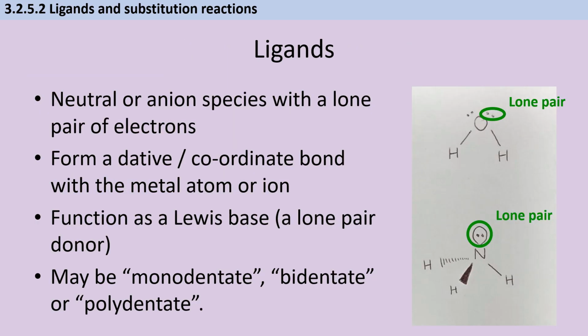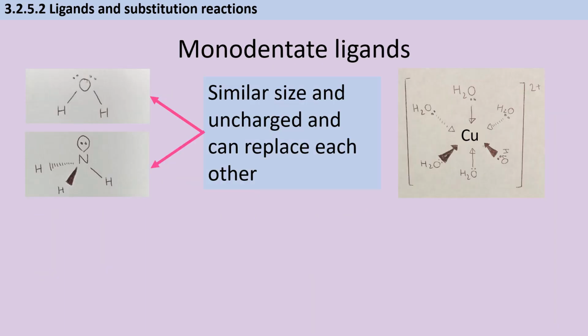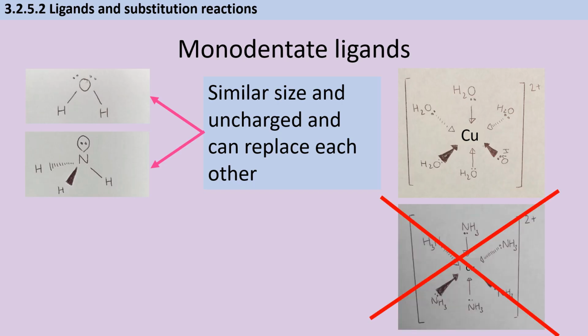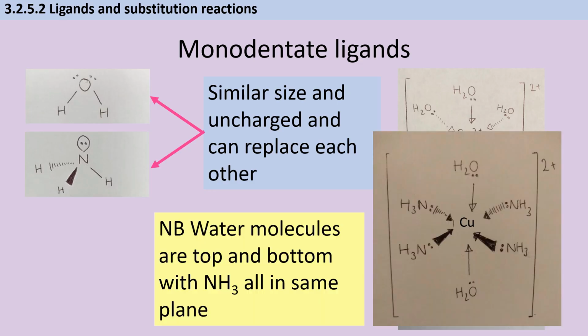Ligands can be both neutral molecules or anions, they just need a lone pair of electrons. They can be classified according to the number of bonds they make as monodentate, bidentate or polydentate. Water and ammonia are monodentate ligands of similar size and no charge, which can replace one another in substitution reactions. You might expect 6 ammonia molecules to replace 6 water molecules, but this is incorrect. Instead, we only see partial substitution with 4 ammonia molecules replacing 4 of the water molecules.